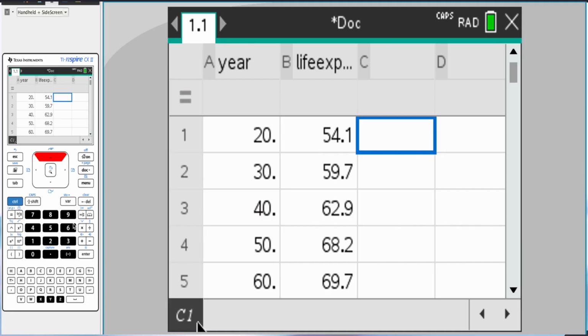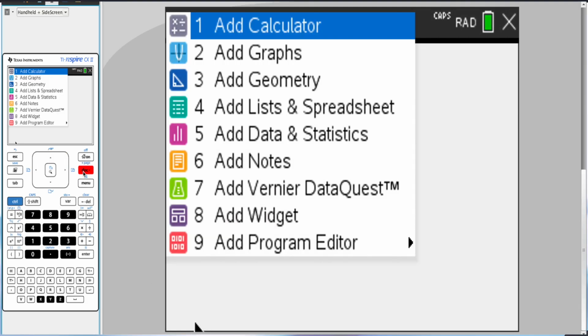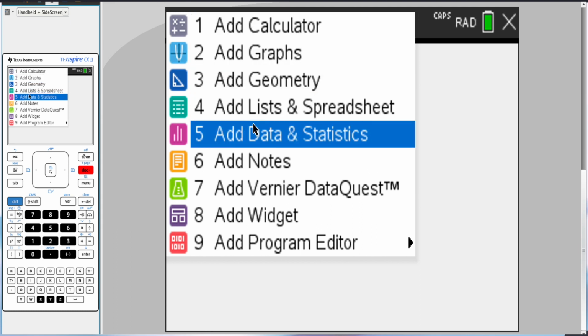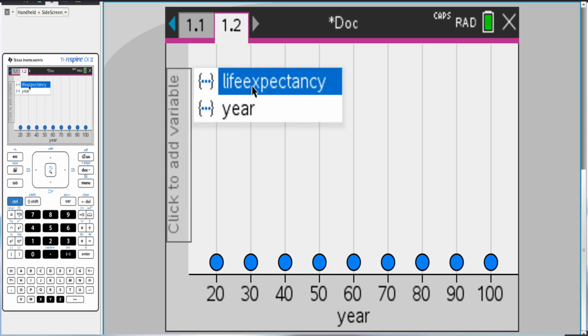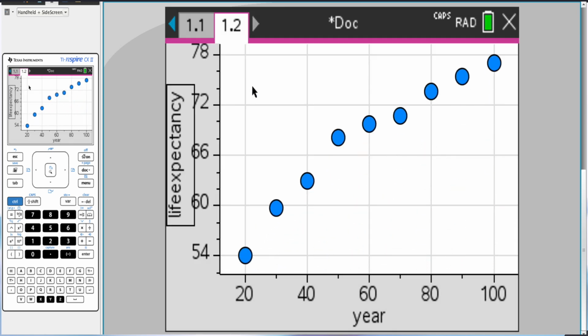For us on a TI Inspire, we're going to hit Control Doc to make a new document. We're going to do data and statistics. Now year, and then life expectancy. I get my linear relationship. Now, if I wanted to actually look at this, I see that it is linear, positive. So a positive, linear, moderately strong association. What is our correlation coefficient? How can I figure that out?